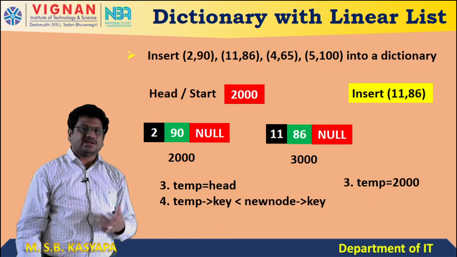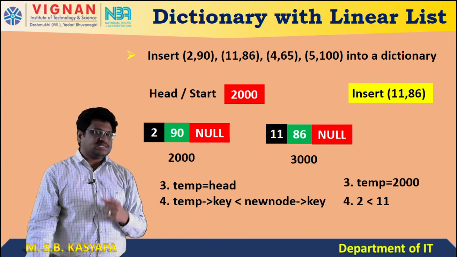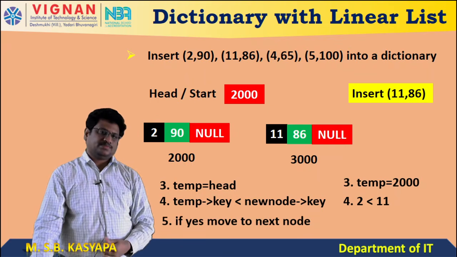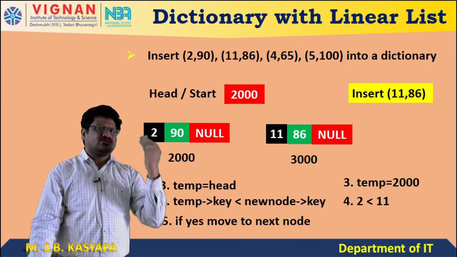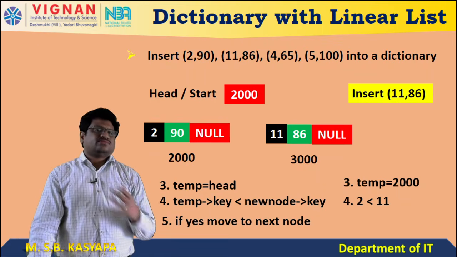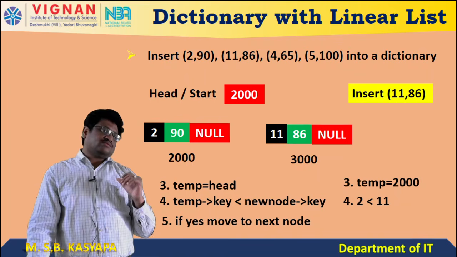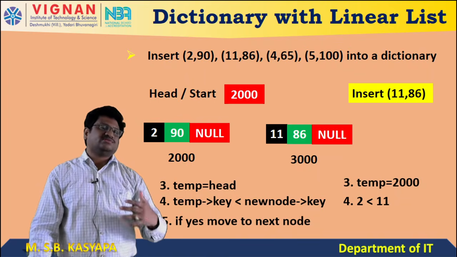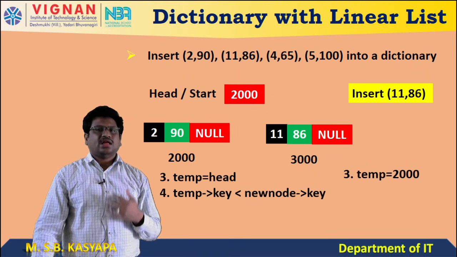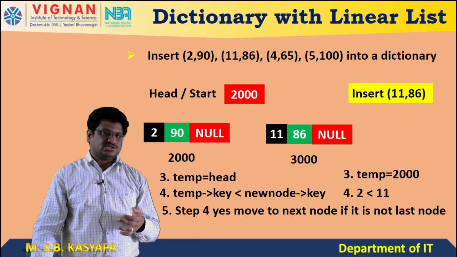So what is the temporary key? So temporary variable is 2000, and the 2000 key is 2. Is 2 less than 11? Yes. Then I have to move to the next node. Okay. Like this I have to move to the next node until I find the final one, until I find the appropriate position. See, how much time do I need to check for the next node? Until I face the empty one, until I face the last node.